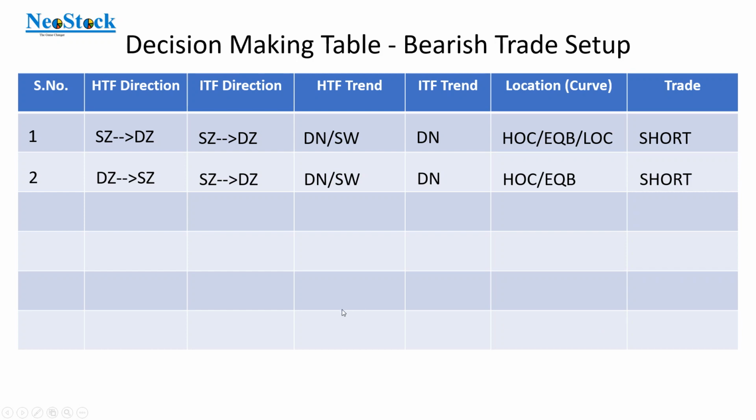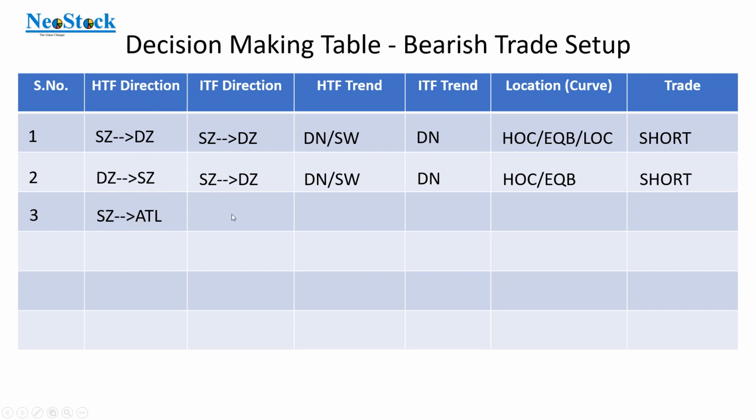Next, the third scenario. Apart from supply zone to demand zone, suppose the primary price direction is in our favor, and there is an all-time low scenario. Sorry, all-time low, not high. In an all-time low scenario, there won't be any demand zone. So that is the reason why prices will be traveling from supply zone to all-time low. This is the HTF price direction.